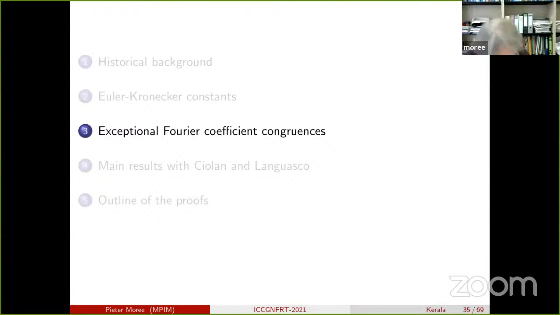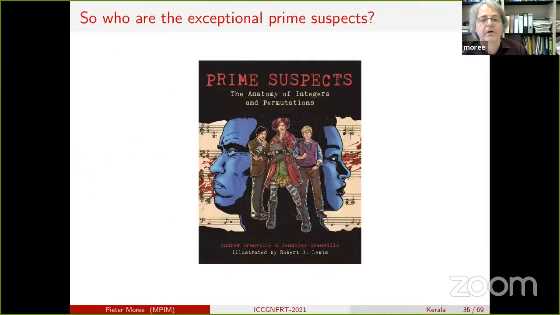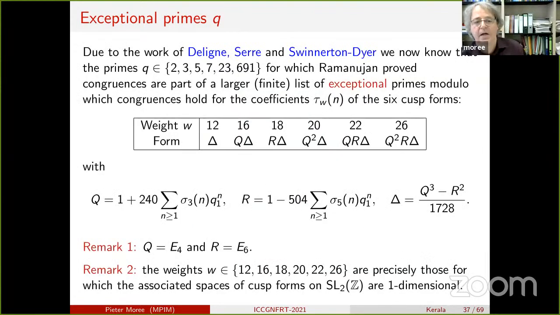Okay, so now I get to the exceptional Fourier coefficient congruences. So the question is, what's so special about 23, 7, 5, these primes of Ramanujan? And so this is what I call the exceptional primes. And these primes were classified by pretty famous work of Deligne, Serre, and Swinnerton-Dyer.